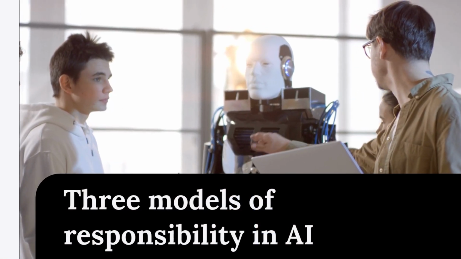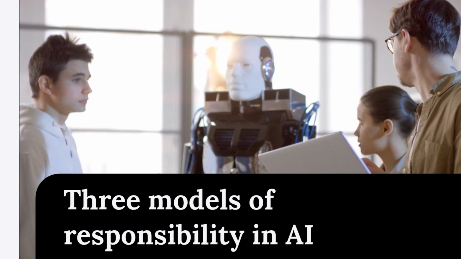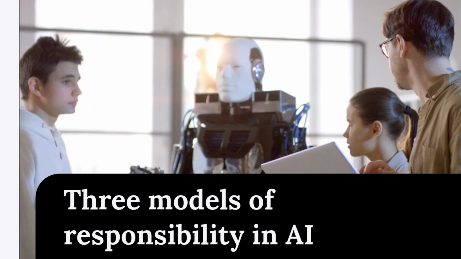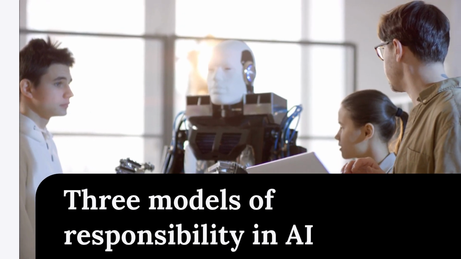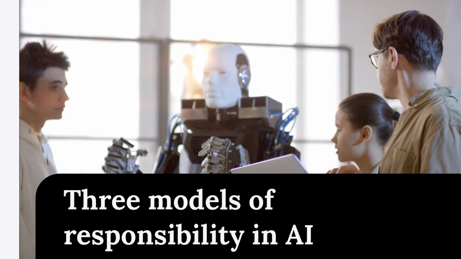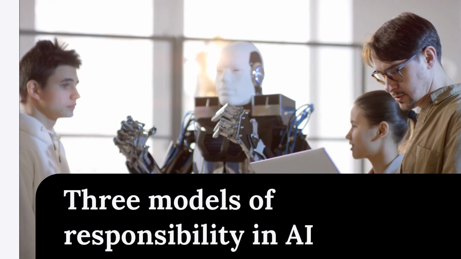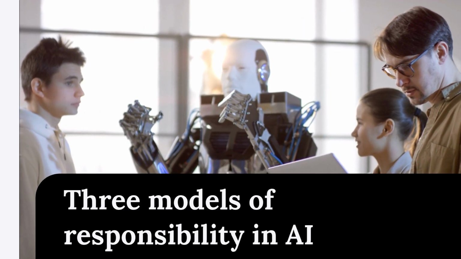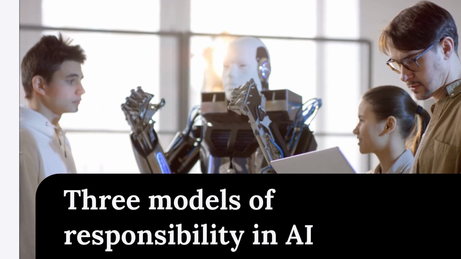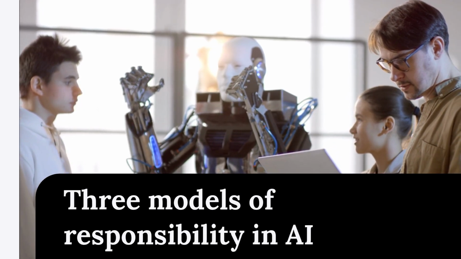Three models are presented. A strict liability model holds developers or organizations responsible, regardless of fault. A shared responsibility model distributes responsibility among developers, users, and organizations. An agency-based model treats artificial intelligence as an independent agent with partial responsibility, though this remains limited in practice and mainly part of philosophical debate.